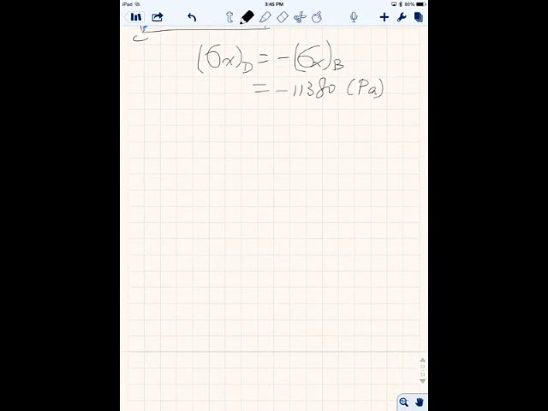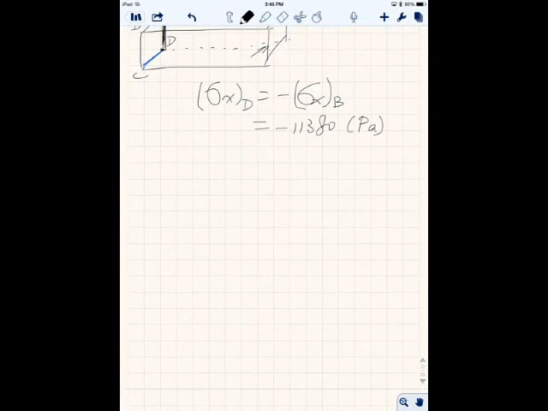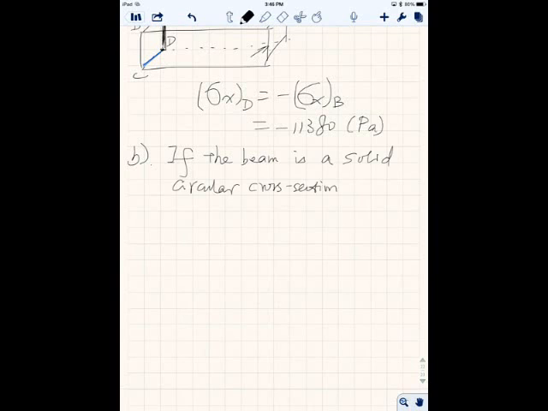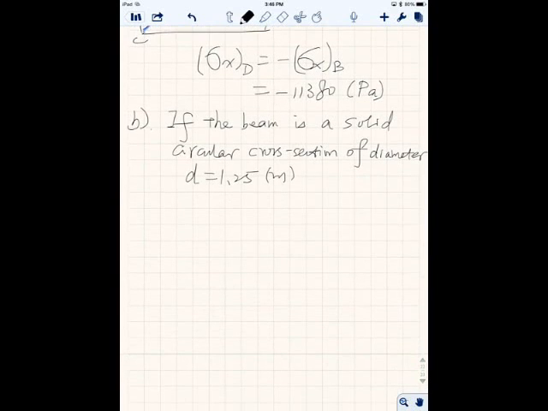No? Okay. All right, so the next question is asking, if the beam is a solid circular cross section whose diameter D equals 1.25 meters. Okay, so same loading condition, but the only thing different is we change that to a circular shape. Okay, all right.